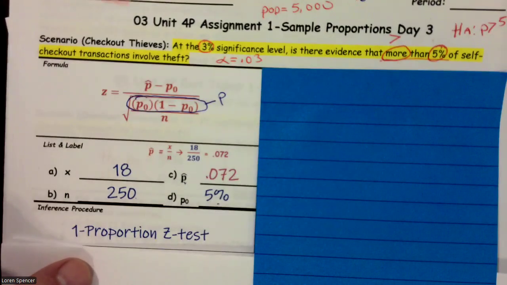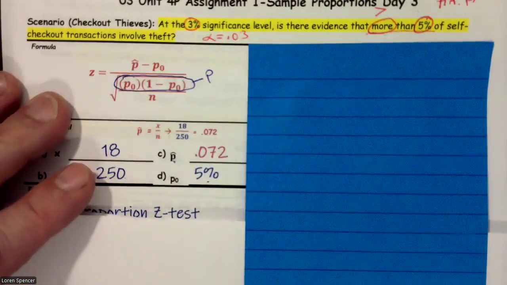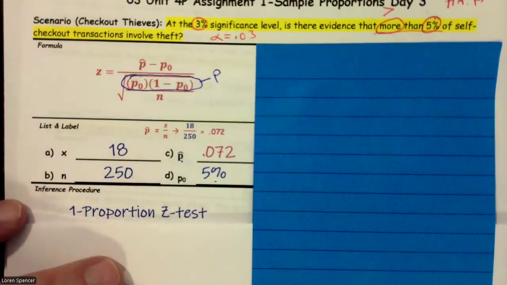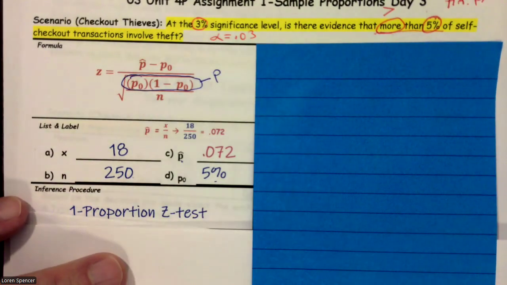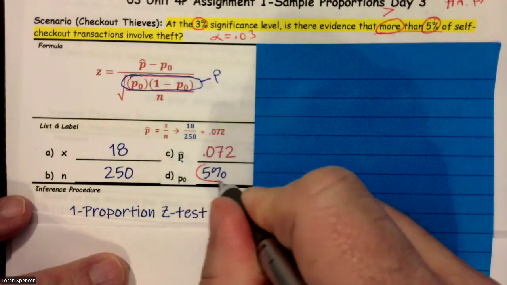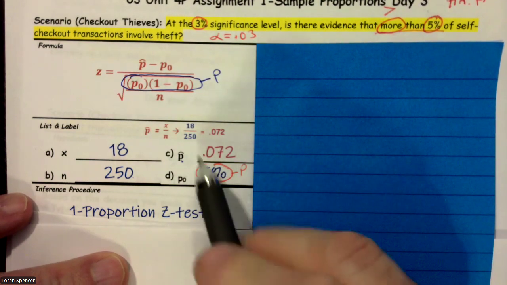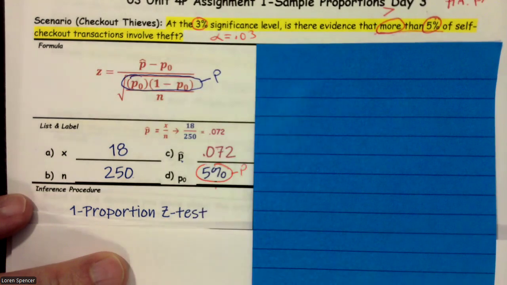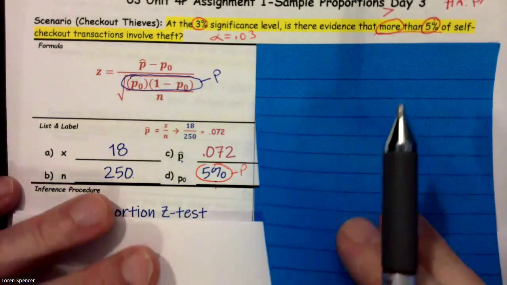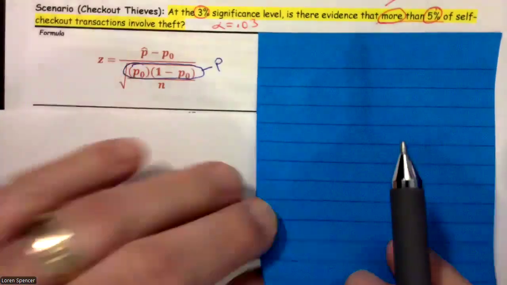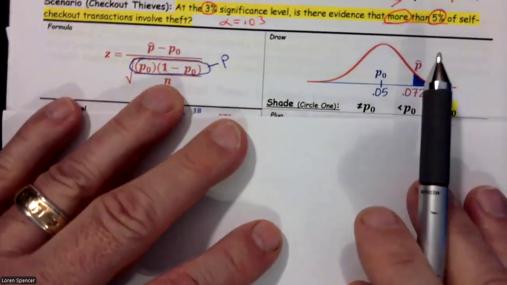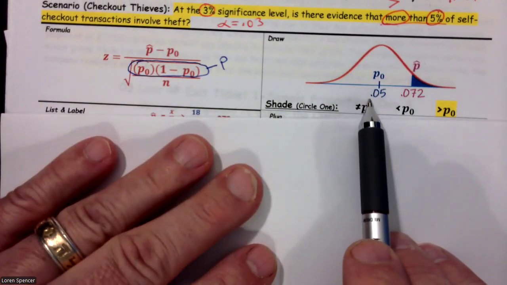As we already know, this is going to be a one proportion z-test. So the one thing to keep in mind is when we're actually drawing this, when we're working with a hypothesis test, we center on p. If we're working with a confidence interval, we're centered on the sample proportion. So when we draw this out, we're going to be centered on our population proportion of 5%.